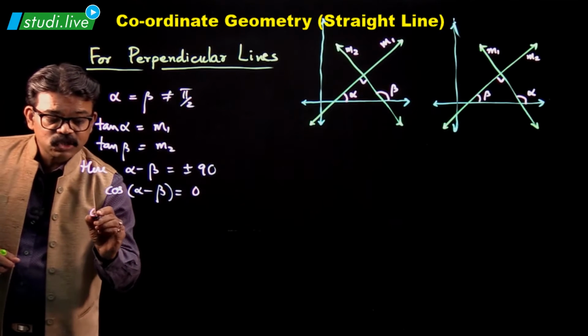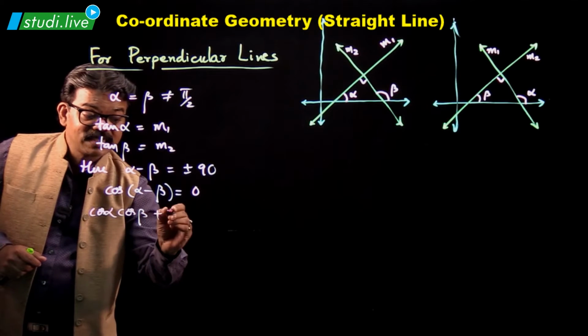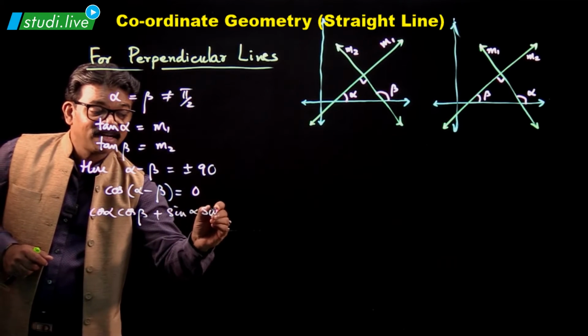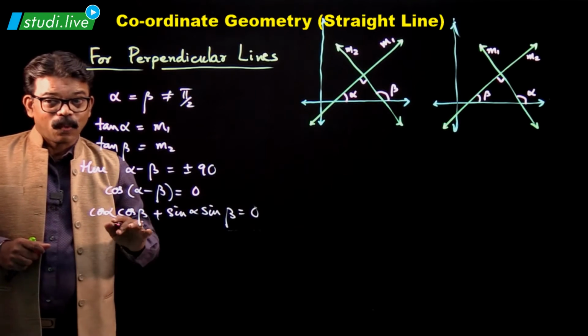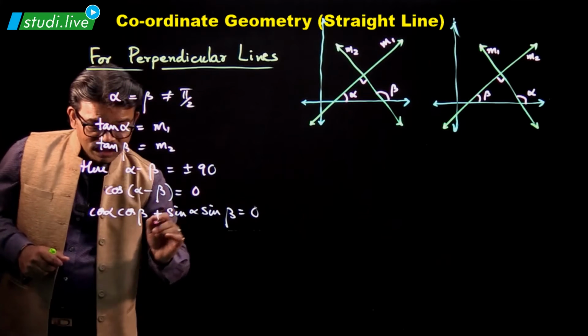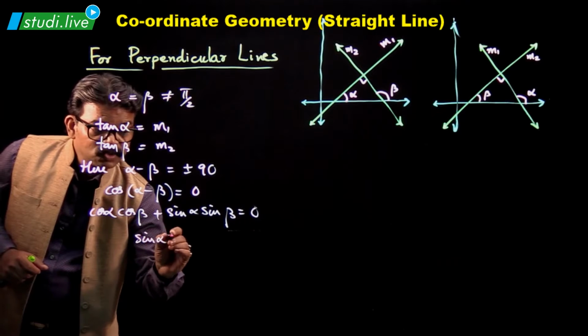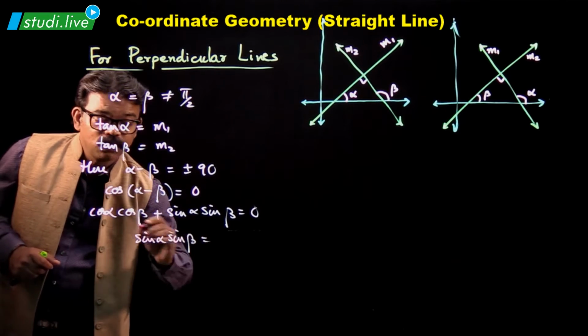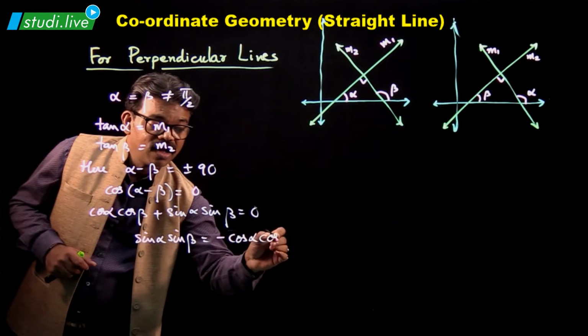So can I write this as cos of alpha cos of beta, the compound angle formula, plus sine of alpha sine of beta, that is equal to 0? Correct? So what would happen in my next step? I will take this to the other side. So what would I have? Sine of alpha into sine of beta is equal to, this goes to the other side and becomes minus of cos of alpha cos of beta.